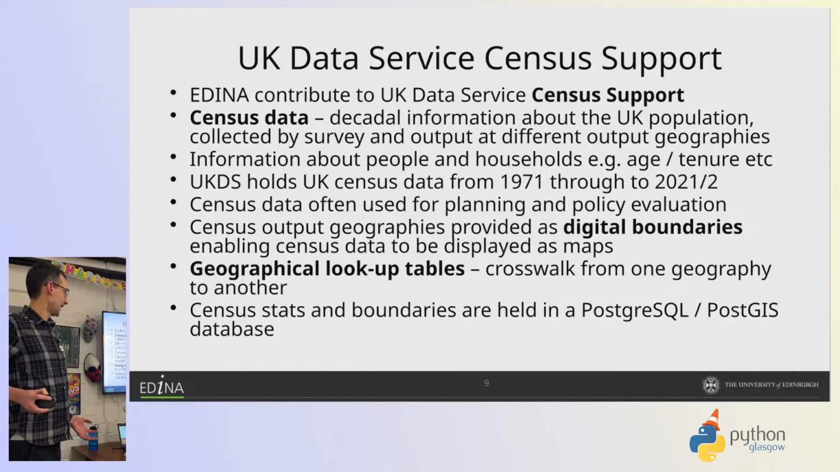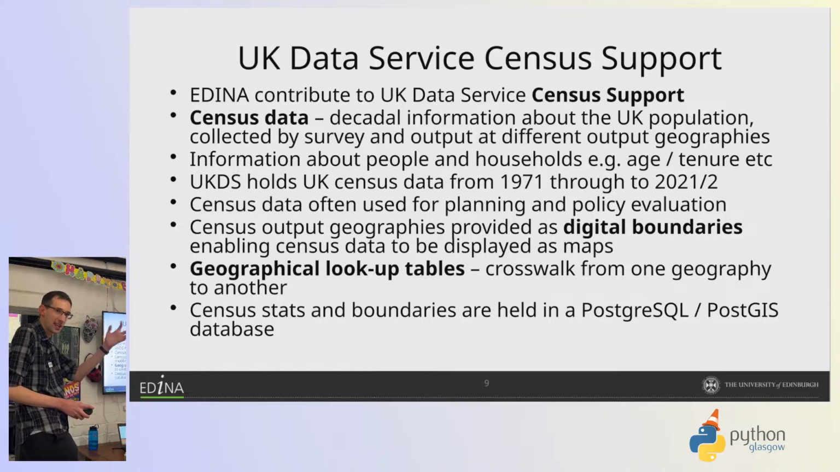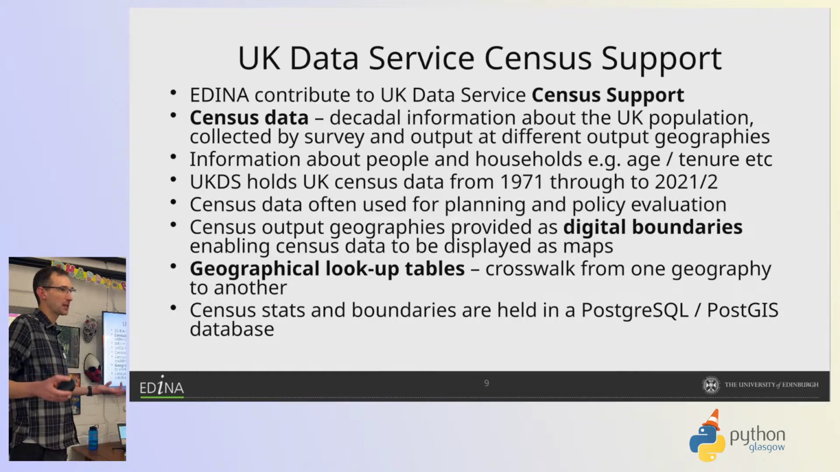And in order to map that census data, they produce digital boundaries, which are the representation of that geography on the ground, so the council area boundary, the ward boundary, and the district boundary. And at EDINA, we create applications that allow people to download those digital boundaries so they can then join their data to those boundaries and do mapping and spatial analysis. We also provide geographic lookup tables, which allow you to cross-reference from one geography to another. So you could go from a council area to a country, or from a postcode to a ward, to a district, to a sector. That's quite important if you've got survey information which you want to relate to other types of geography. And we hold all our stats and boundaries inside a PostgreSQL database.